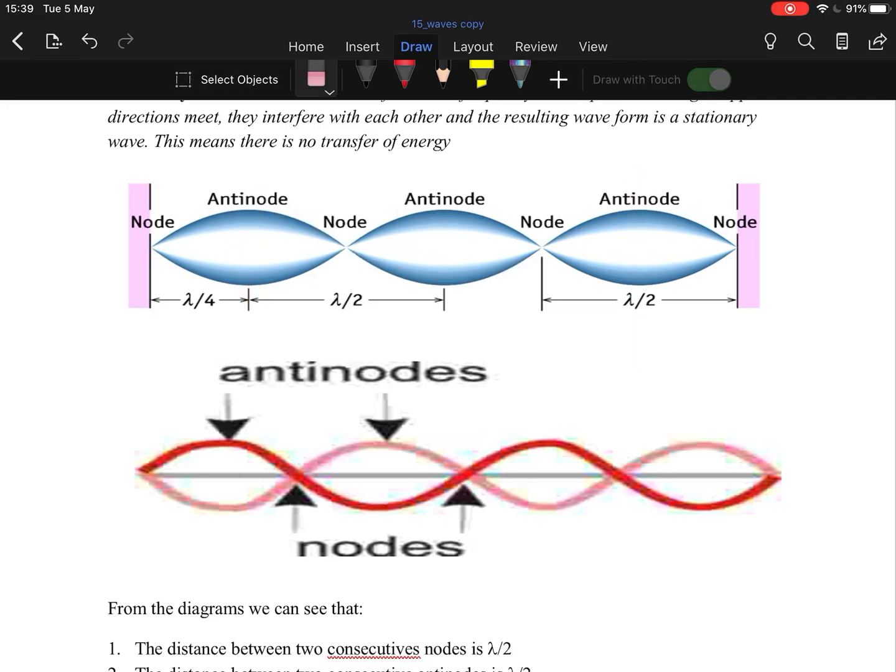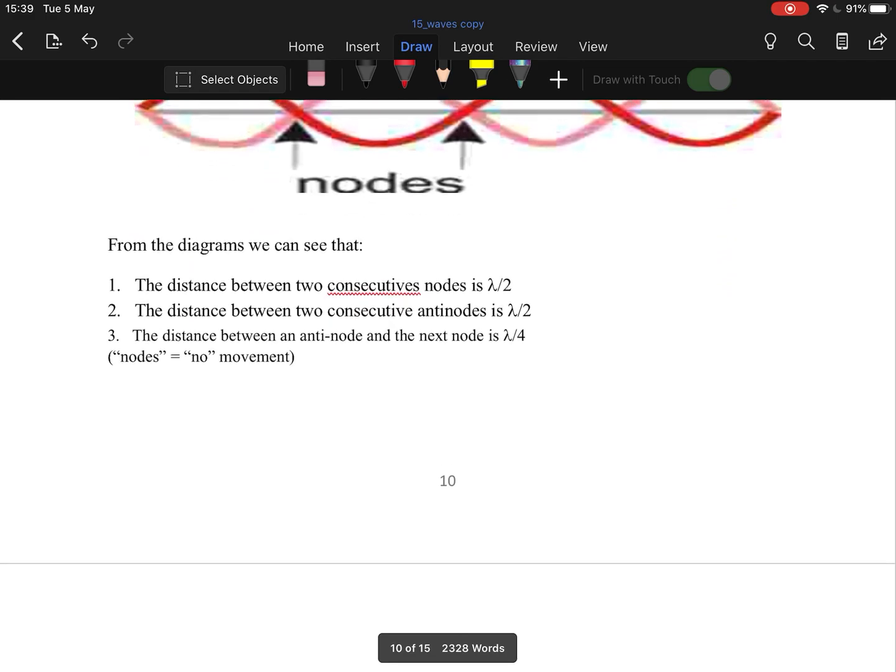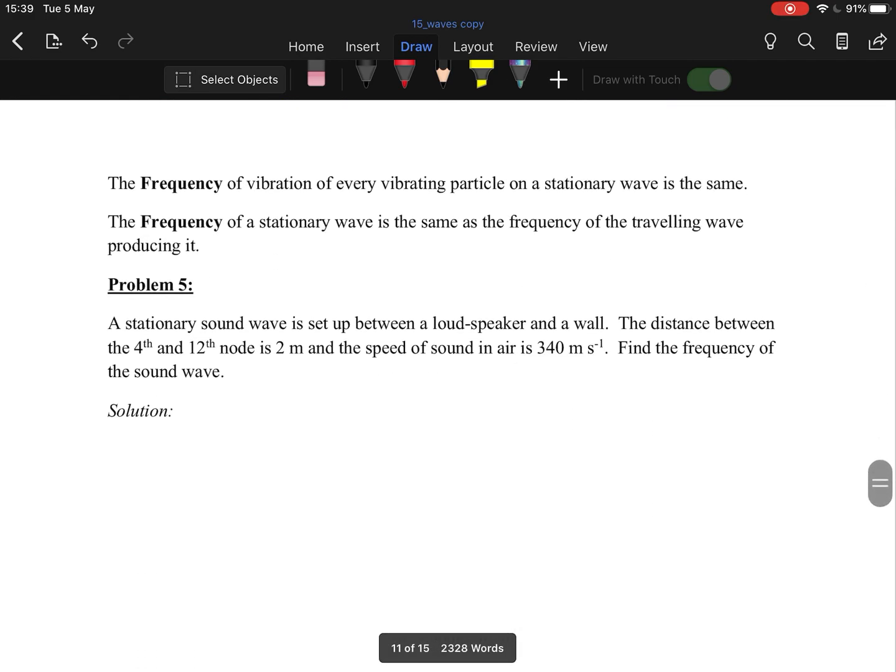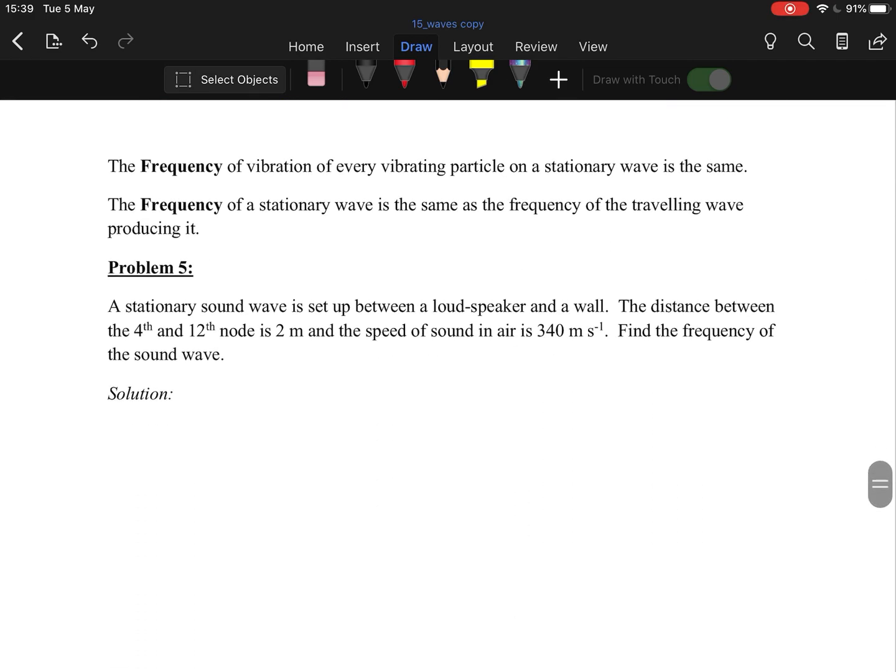This is important because a lot of the questions will come up and they'll just tell you from a node to an antinode, or a node to the corresponding node, or something like that. And they'll give you the lengths of the string, and you're going to have to work back from that. So you have to remember, node to node, half a wavelength, antinode to antinode, half a wavelength, node to an antinode, quarter wavelength, antinode to a node, quarter wavelength. That's the way to remember it. And that's all it says there on the bottom of page 10.